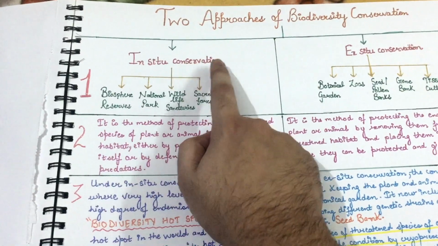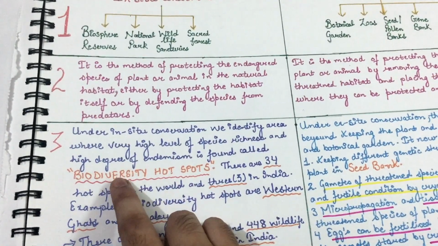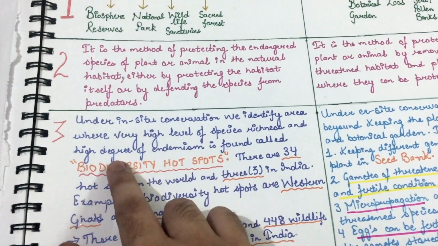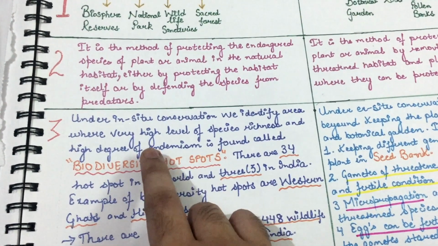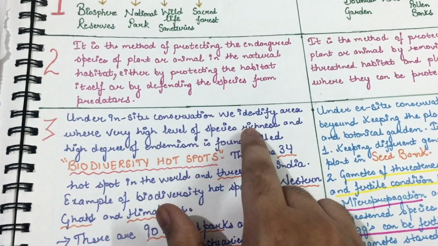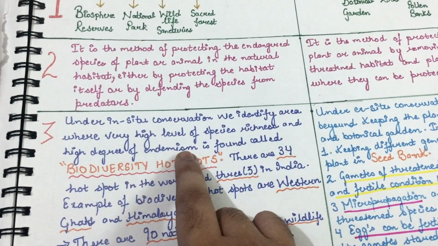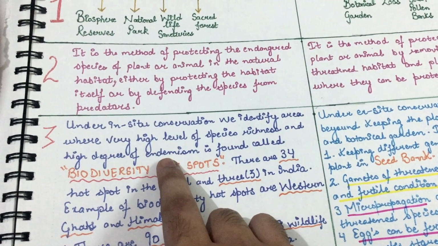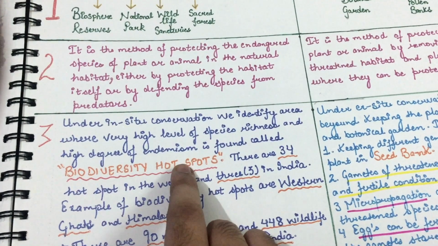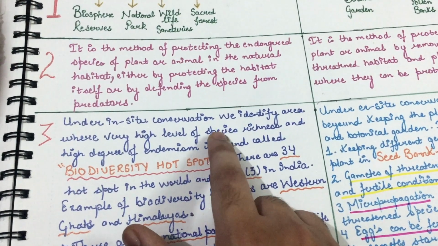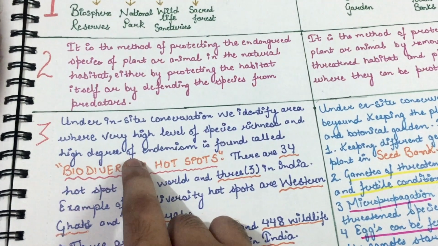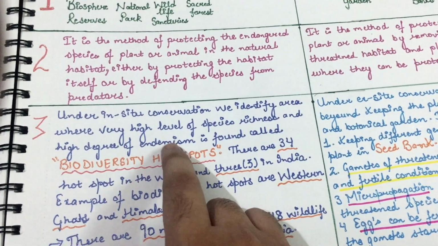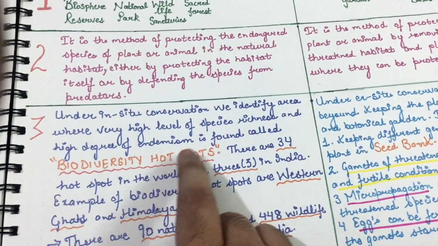Now, under in situ conservation, we identify certain biodiversity hotspots. Now, what are biodiversity hotspots? Biodiversity hotspots are the areas where there is a high level of species richness and a high degree of endemism. Endemism means the species found in that area are not found anywhere else. So those are biodiversity hotspots.